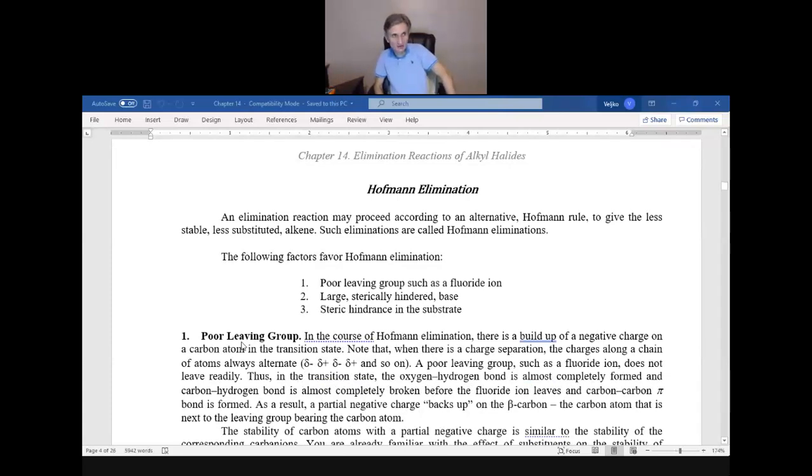Alternative mode of elimination is Hofmann elimination. And while most of the elimination reactions proceed through Zaitsev, Hofmann elimination is an exception. You need to know it, and you should be able to recognize it when you see it.